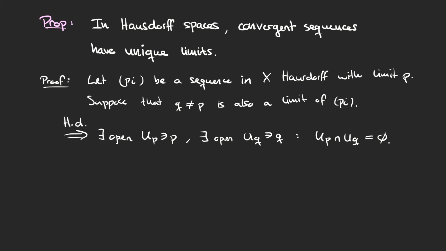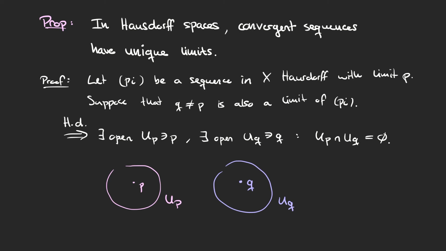Okay, but this is going to be a contradiction to the fact that the sequence P_i converges to P and also to Q. And to illustrate why this is the case, I'll just draw a little picture. So we have the point P and some open neighborhood U_P around P. And then on the other hand, we also have the point Q, which is distinct from P, and we have a disjoint neighborhood U_Q around Q. So I'm going to draw the sequence P_i in yellow.